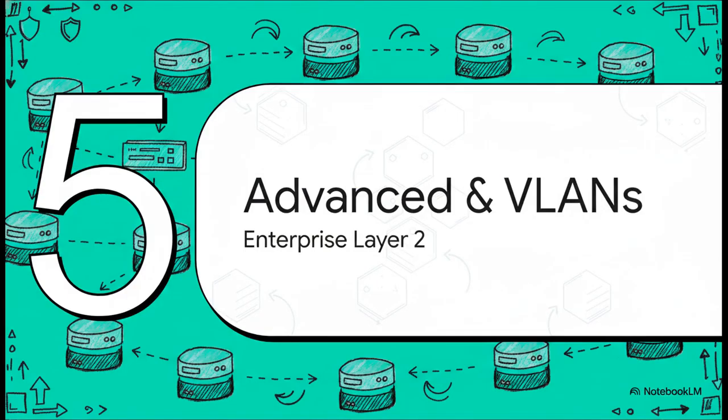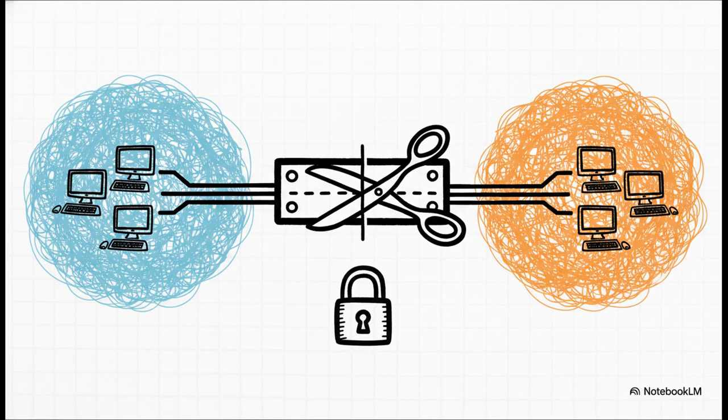Let's move on to Section 5, Advanced Concepts and VLANs. We're leveling up to enterprise territory now. These are the concepts network engineers use in corporate environments every single day. A virtual LAN, or VLAN, allows you to logically slice up a single physical switch into multiple, totally isolated networks.